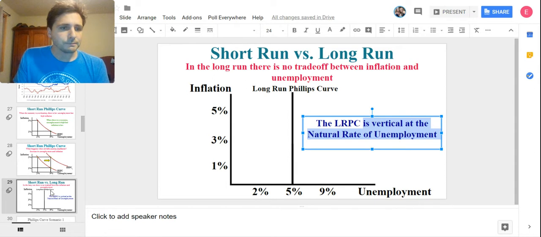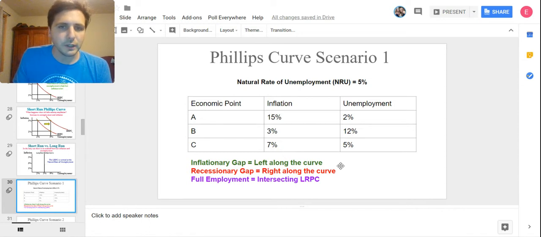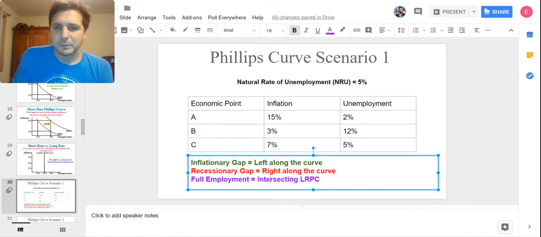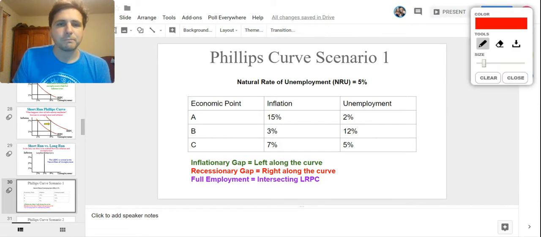All right, let's try some out. Here we go. I'm going to give you a Phillips curve scenario here. Let me see if I can give myself a little bit of room. Yeah, I can draw it over here to the right. Okay, so we're going to draw 3 points here, and I'm going to try to draw this with my mouse. So it's not necessarily going to look pretty, but you can get these off of somebody's notes as well. All right, so we're going to have 3 economic points: point A, point B, point C.